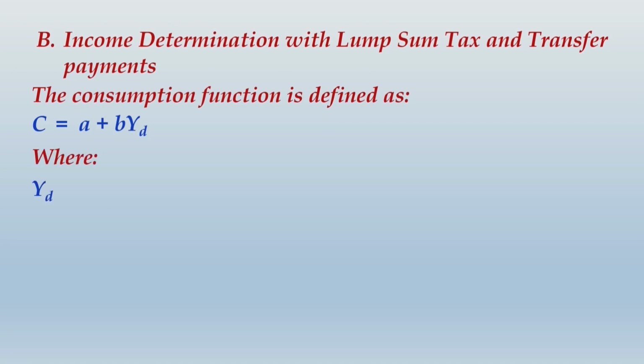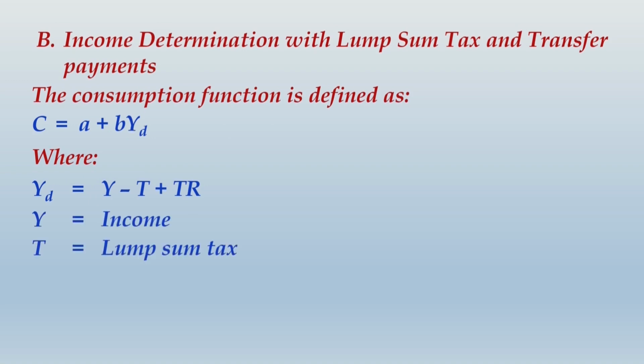where YD, this time YD will be Y minus T plus TR, correct? From your total income, you are subtracting tax and adding transfer payments. So YD will be Y minus T plus TR. That's all. So Y is your income, T is the lump sum tax, and TR is the autonomous transfer payments.